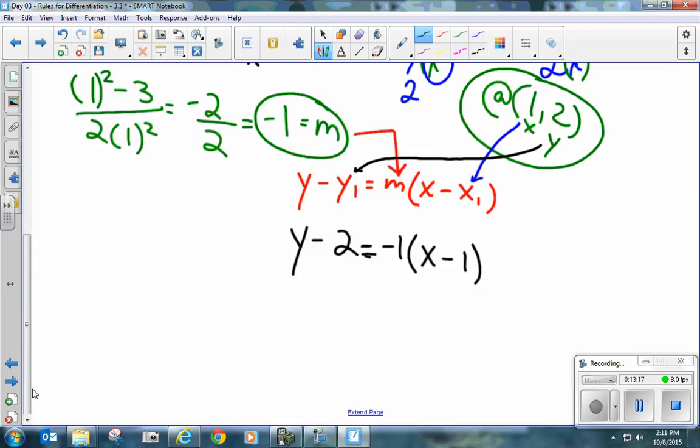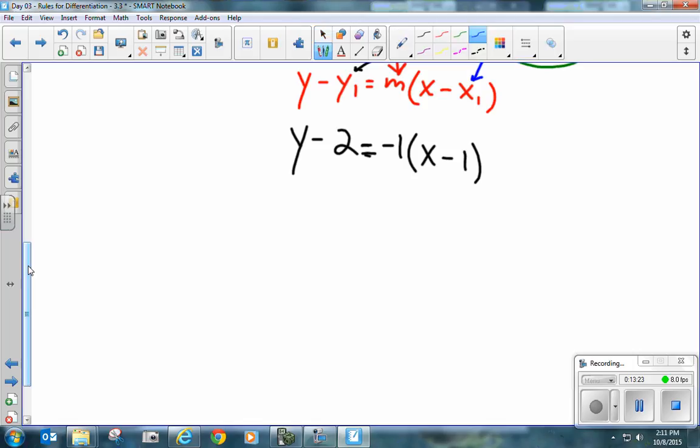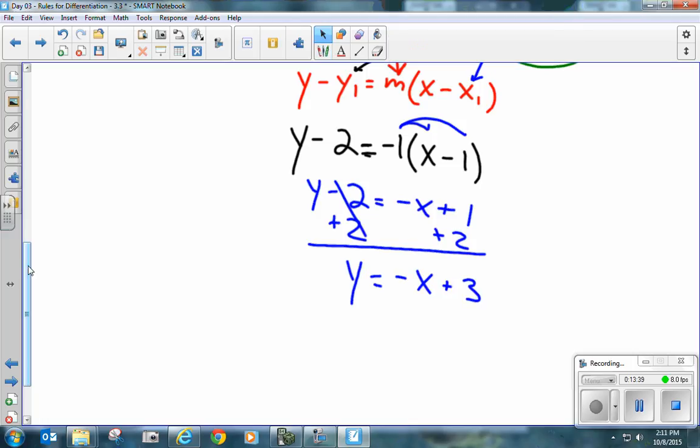If I wanted to get the y by itself, what would that equation be? Well, I had to distribute the negative 1 first. And so I got y minus 2 equals negative x plus 1. And then I add 2 to both sides, right? So y equals negative x plus 3. That's also an equation. That's just slope-intercept form.